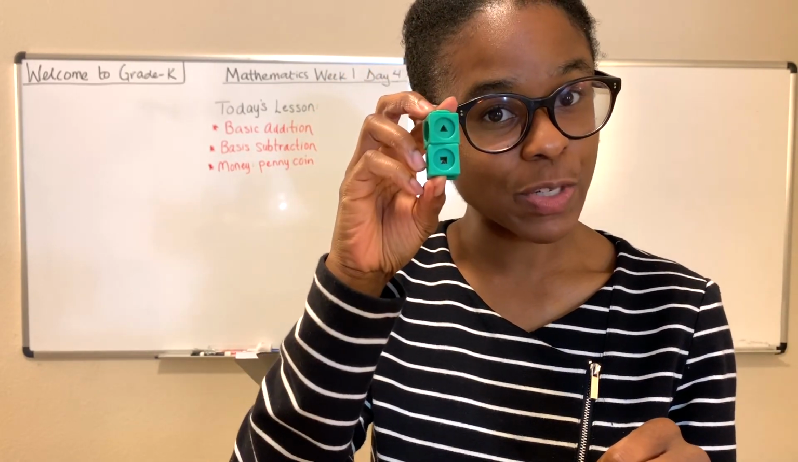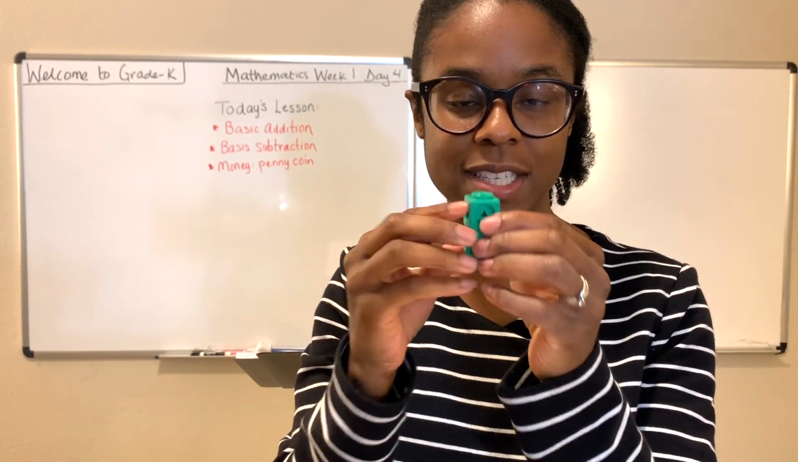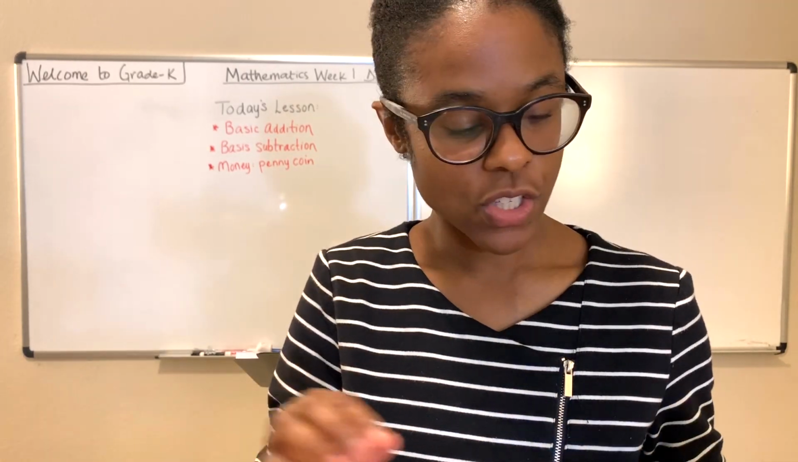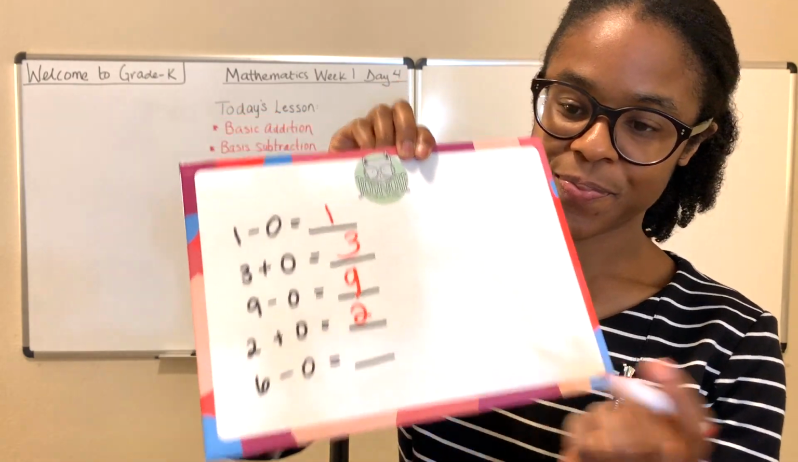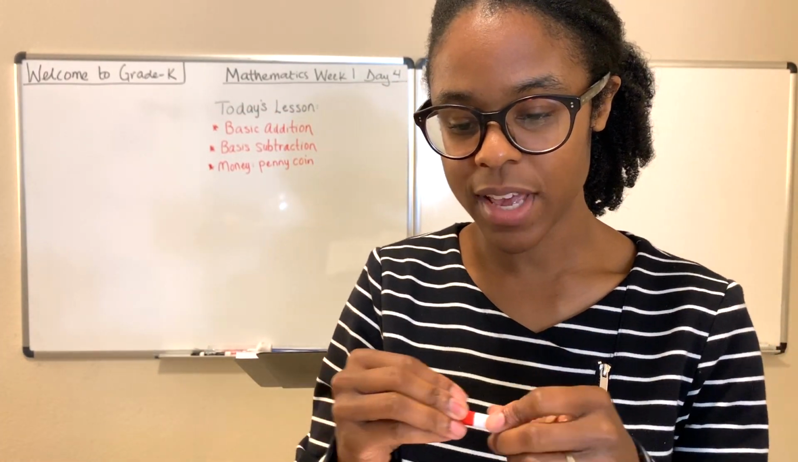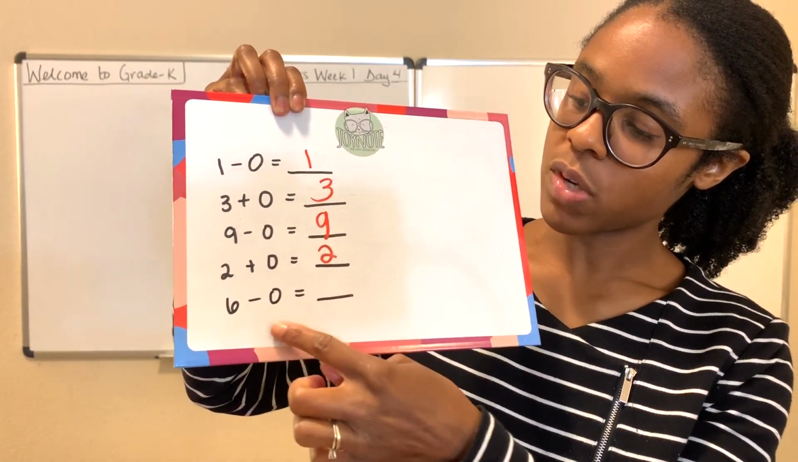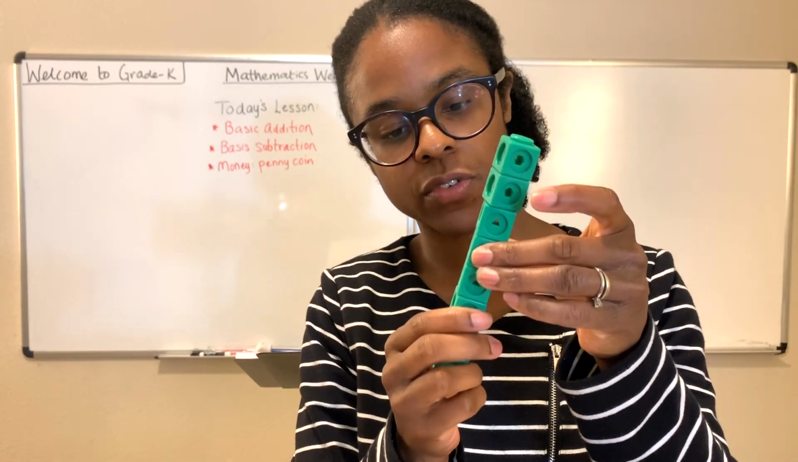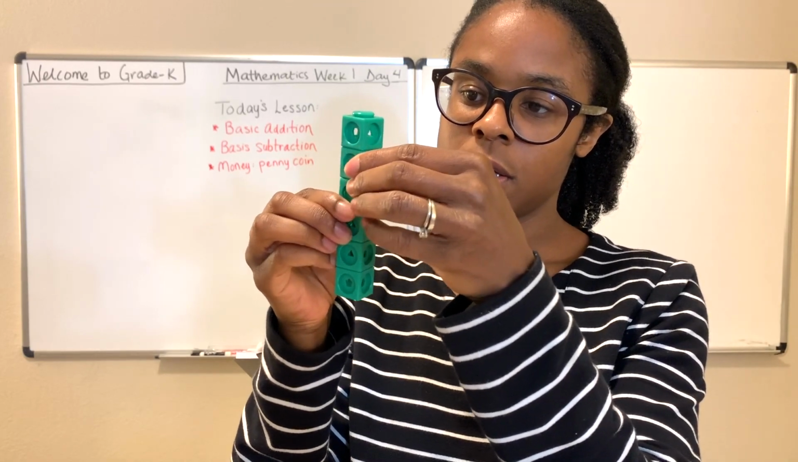Well, if we have 2 cubes, and if we add 0 to this group, to this set, we still have 1, 2. So 2 plus 0 is 2. And finally, we have 6 minus 0. So it says, what is 6 minus 0? Let's find 6. 1, 2, 3, 4, 5, 6. There we have 6 cubes.